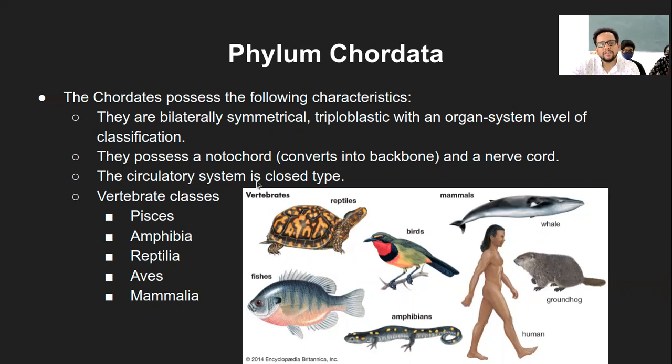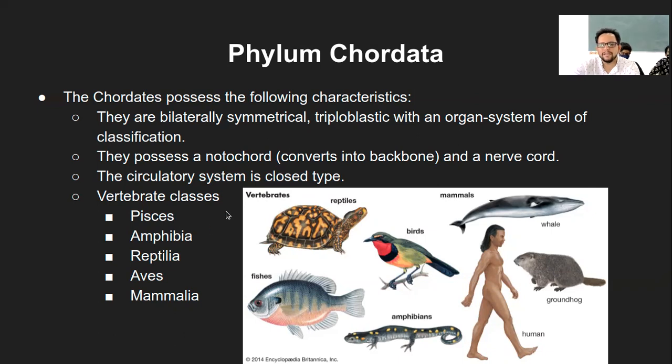Their circulatory system is closed type. All the previous organisms had an open circulatory system. This one has a closed circulatory system. And we know what a closed circulatory system is. That means the blood does not flow into the open body cavity. Rather, it flows through the blood vessels. And the examples are all of these.